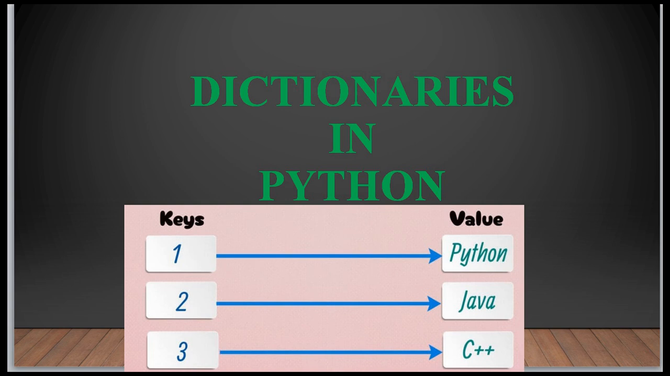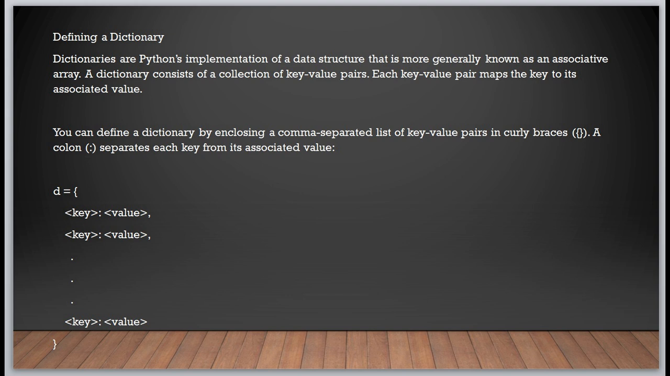Dictionaries are one of the important data structures in Python. To define a dictionary in Python, dictionaries are used to store key-value pairs, and they are defined using curly braces. Each key-value pair is separated by a colon, and the pairs are separated by commas.